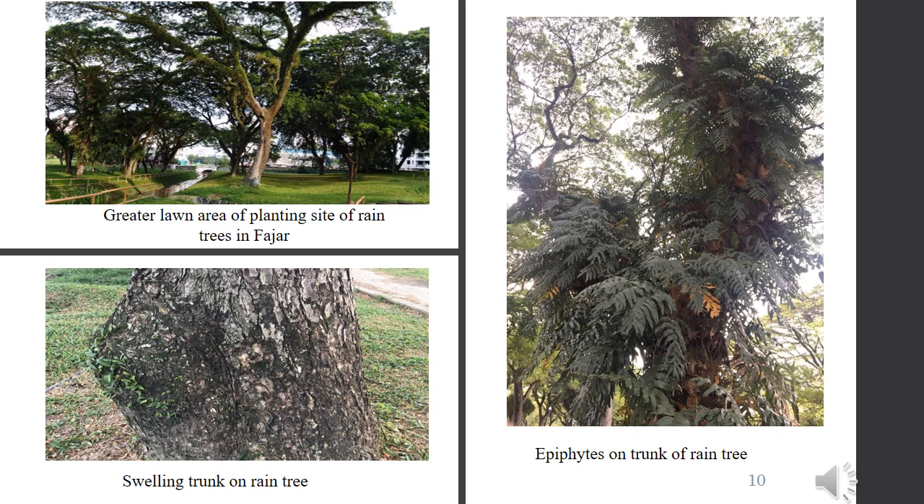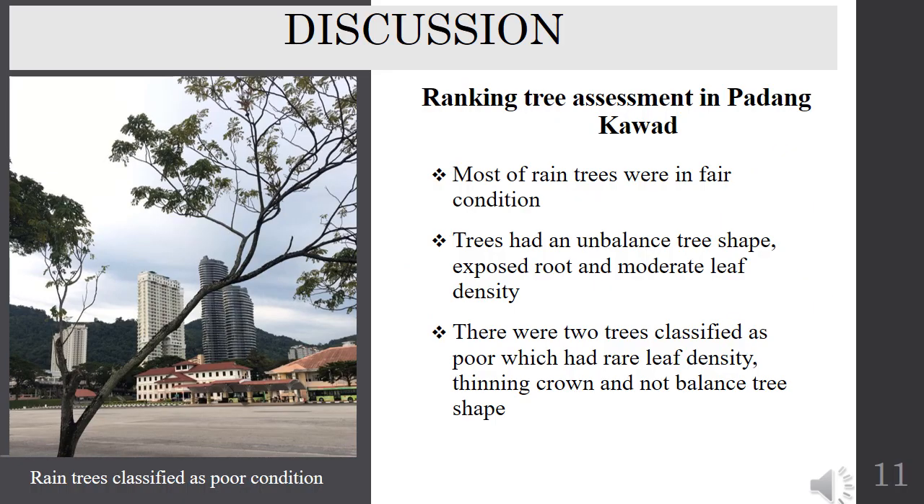As we can see, the first picture has a greater lawn area of planting site of rain trees. So no trees are classified as poor condition. This greater lawn can avoid competition between the trees, and it also can provide enough space for root exploitation and better soil aeration. There's only one tree that had swelling on trunk, and most of the rain trees in Fajar had epiphytic ferns.